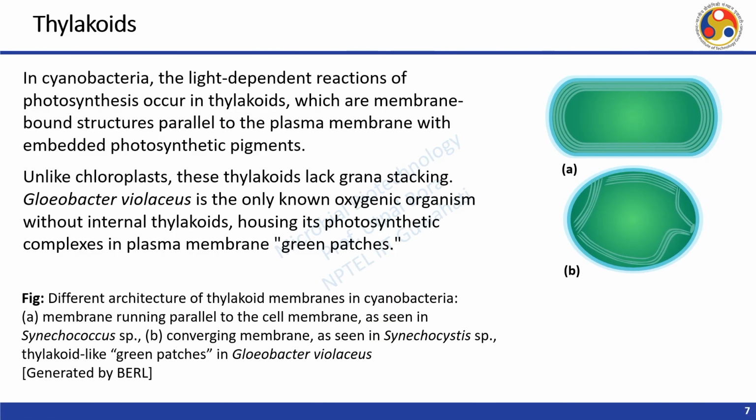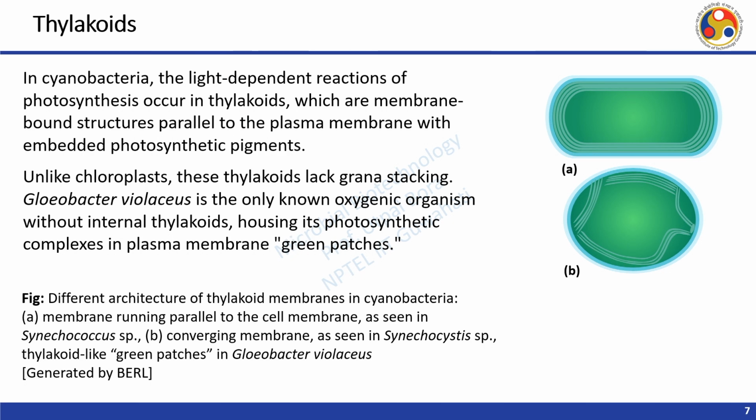Thylakoids. In cyanobacteria, the light-dependent reactions of photosynthesis occur in thylakoids, which are membrane-bound structures parallel to the plasma membrane with embedded photosynthetic pigments. Unlike chloroplasts, these thylakoids lack grana stacking. Gloeobacter violaceus is the only known oxygenic organism without internal thylakoids, housing its photosynthetic complexes in green patches of the plasma membrane.